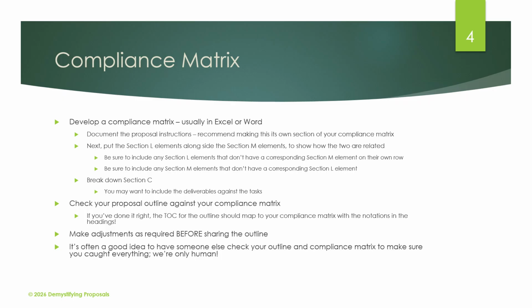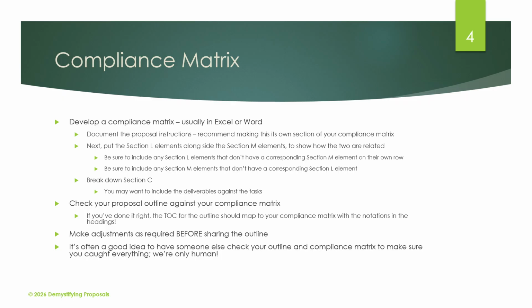Some people develop their compliance matrix in Excel. Some people develop it in Word. It's really up to you. But the idea here is to put the proposal instructions, the section L requirements, next to the section M requirements so that you can do a comparison of what the requirements in section L are, what the requirements in section M are, and note any differences, particularly if there's something in L that's not in M or something that's in M that's not in L. So you want to sort of line up the columns side by side. If you're using Excel or a Word table, you can do it either way.